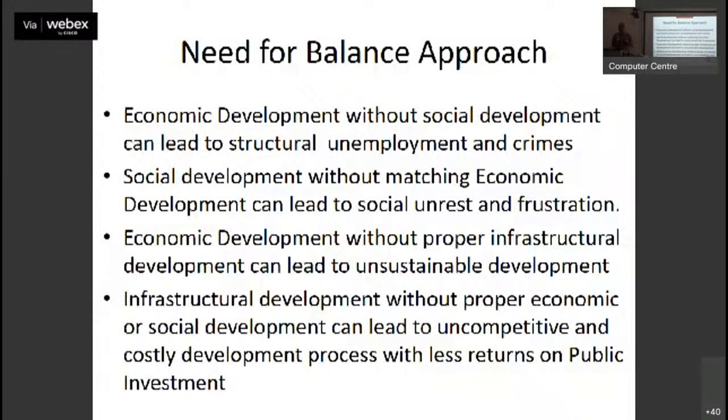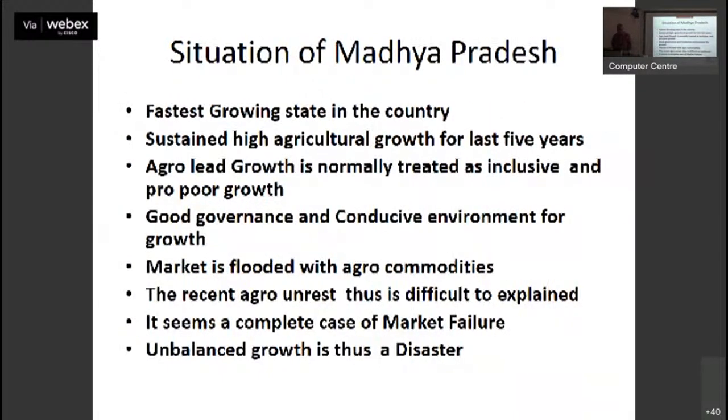So the approach of economic development must be balanced. It should be balanced for social development, for demographic development, and even for infrastructure development. Then only can it sustain for long. Now I'm coming to Madhya Pradesh. In Madhya Pradesh, we are lucky: it is the fastest growing state of the country. It is a major state with a big size, and economic growth over the last six years is very high.